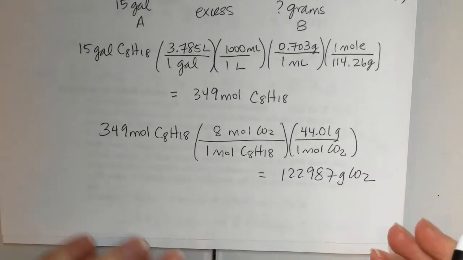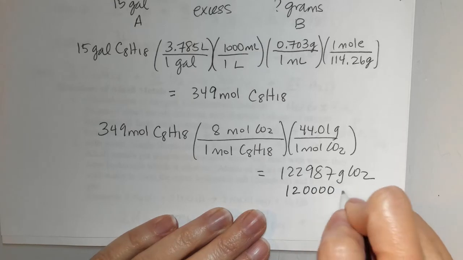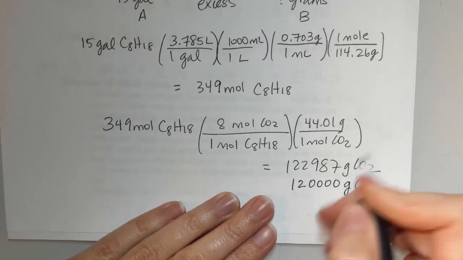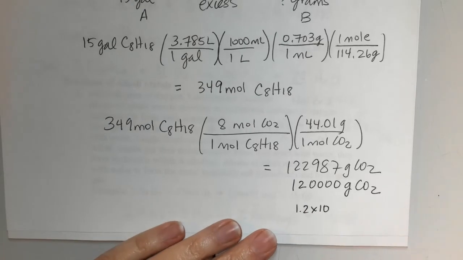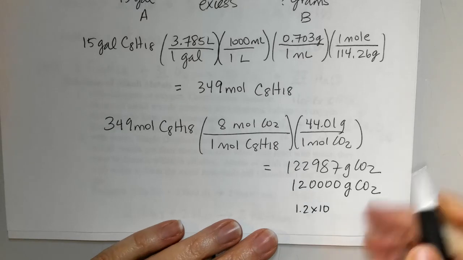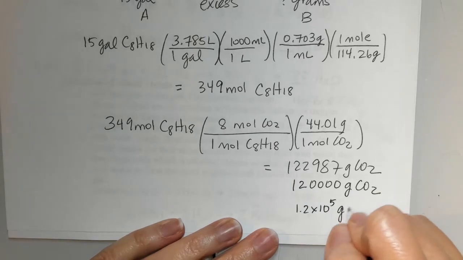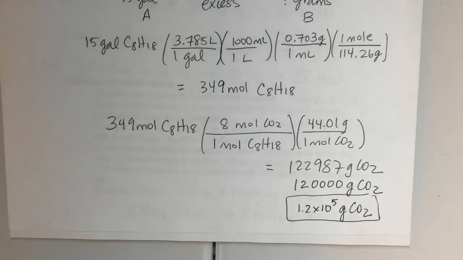But going back to what was given in the question, I can only have 2 significant figures. So we're going to round this to 1, 2, and then replace 2,987 with zeros. But as we talked about before, scientific notation is really the proper way to do this. So 1.2, moving the decimal 1, 2, 3, 4, 5 spots to the left, so positive 5. 1.2 times 10 to the 5 grams of carbon dioxide.